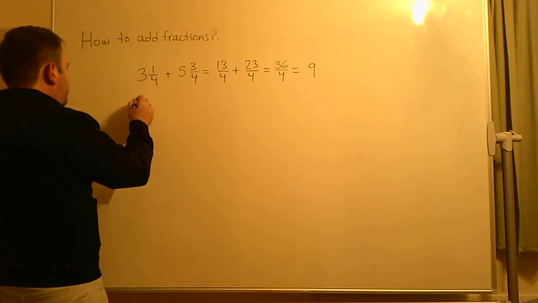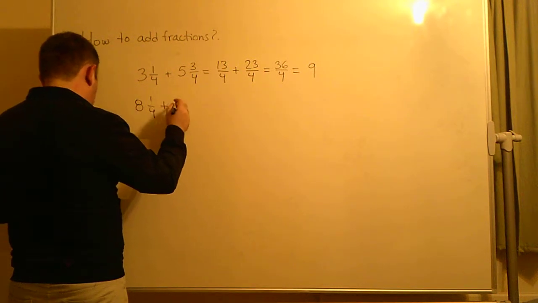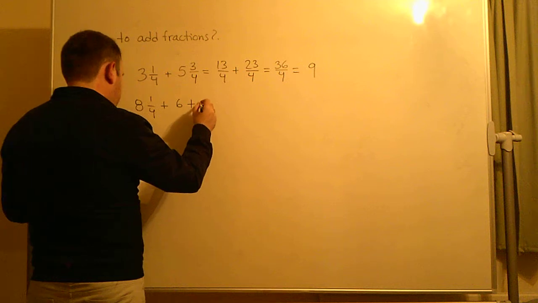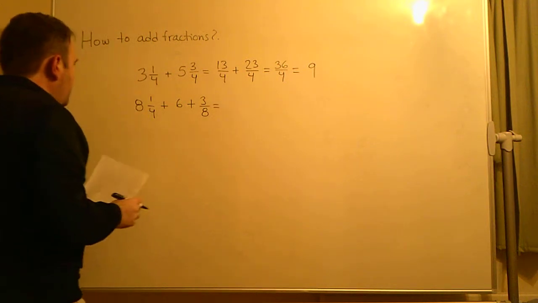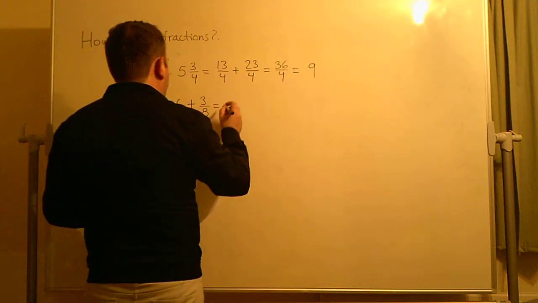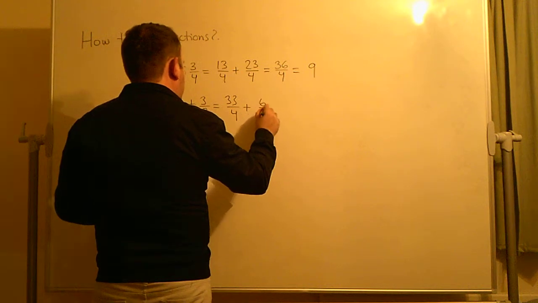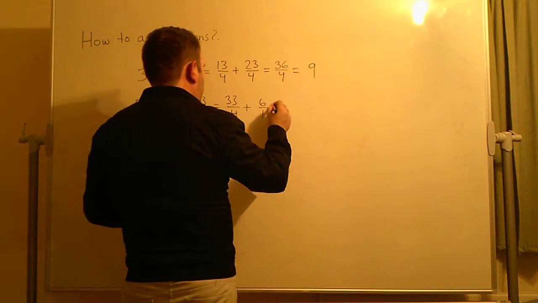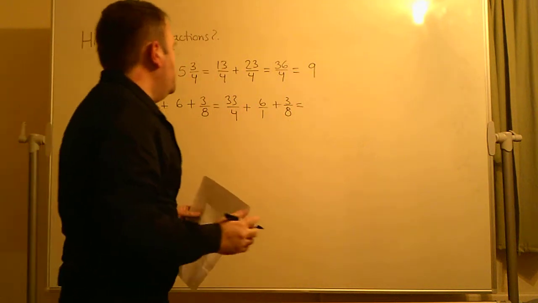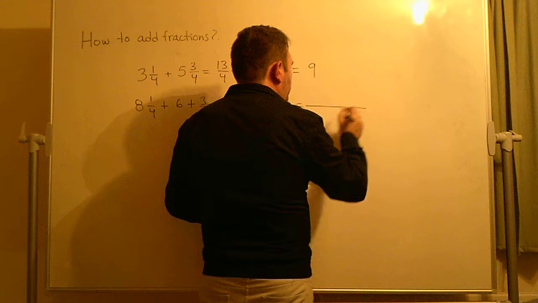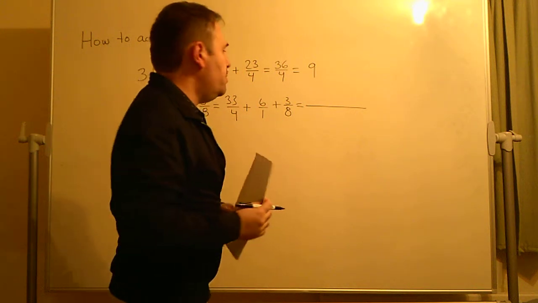Let's do another one. 8 and 1/4 plus 6 plus 3/8. Again, 8 times 4 is 32 plus 1, 33/4 plus 6 divided by 1 plus 3/8. And then we will use our least common multiple, that in this case would be 8. You can confirm this at home, yeah?